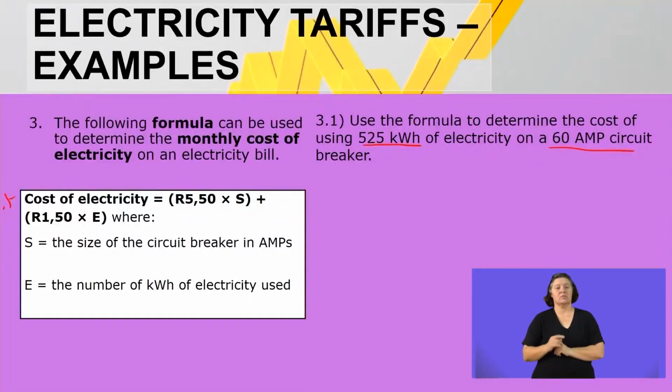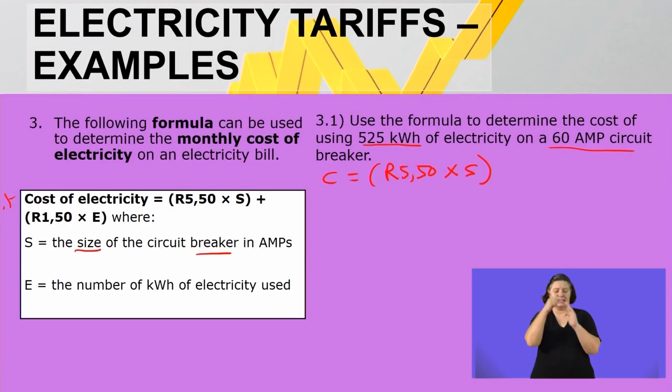Okay, so what is our formula? We are saying cost equals, that's for electricity, 5 rand 50 multiplied by S. Now let's see, S is the size of the circuit breaker, right? Plus, we also have 1 rand 50 multiplied by E. And what does E represent? E is the number of kilowatt hours of electricity. So now, formula is there, let's substitute.